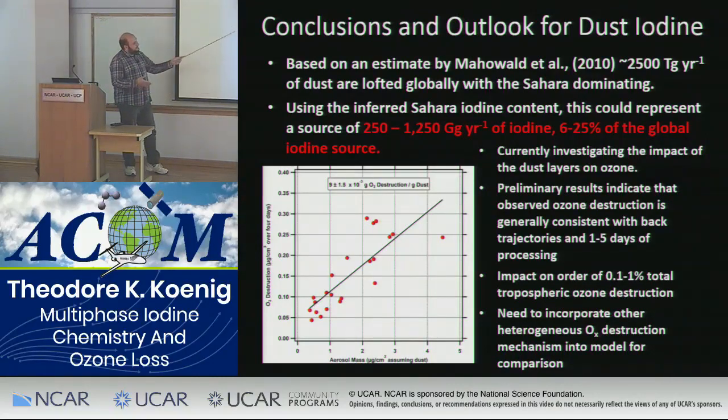And we think that this is something that we're going to need to look at more carefully because it could suggest that there's a huge source of iodine we're missing at the moment. Currently, we're investigating the impact of the dust layers on ozone. Like I showed earlier, the ozone is definitely depleted in them.